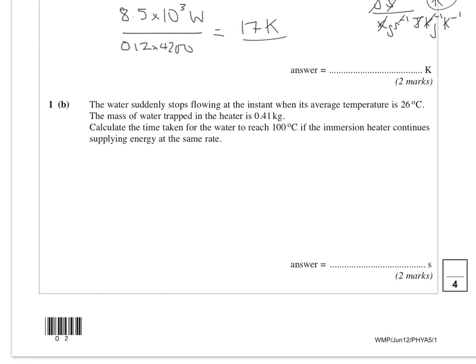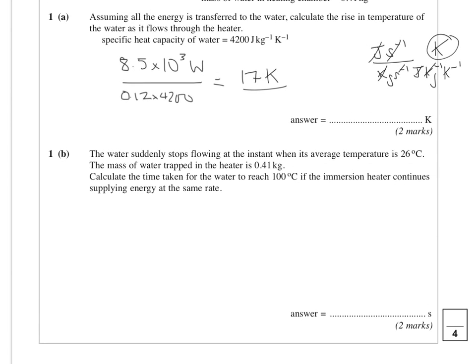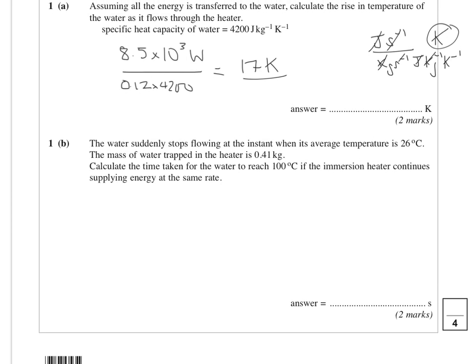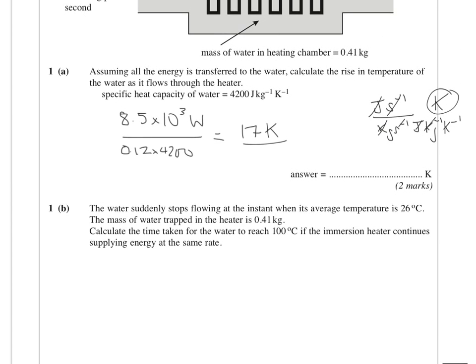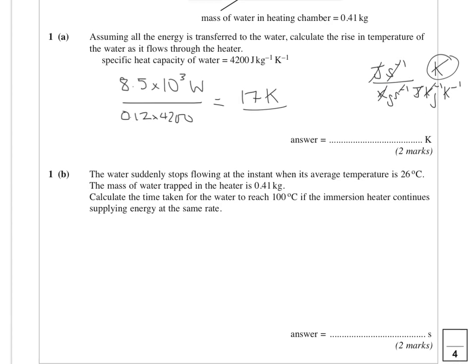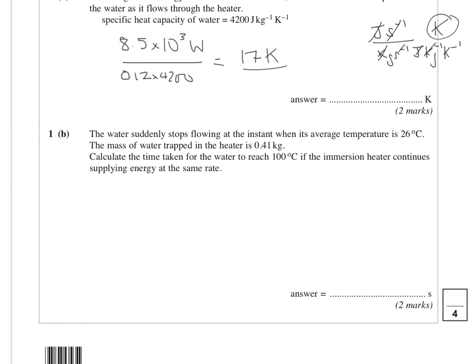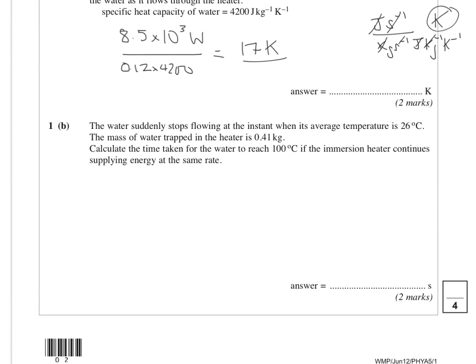The water suddenly stops flowing at the instant when its average temperature is 26 degrees. The mass of water trapped in the heater is 0.41 kilograms. Calculate the time taken for the water to reach 100 degrees if the immersion heater continues supplying energy at the same rate. So the total energy you would need to provide is going to be mc delta T.